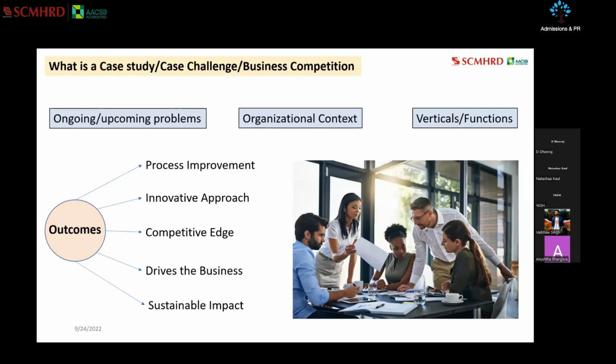The third one is they get a competitive edge with respect to all the other market leaders that they are having. The fourth point, it drives the business, which means that if they answer these particular problems that are currently going on in their organization, that will be the key to driving the business in the market, which means that they would be profitable in the long term. And finally, the sustainable impact. This is what all the organizations are now currently focusing on.